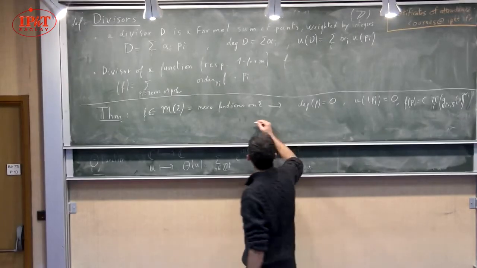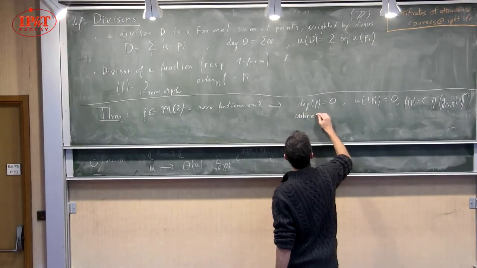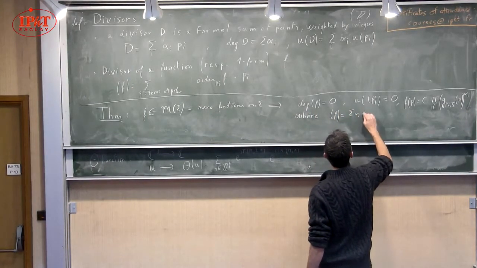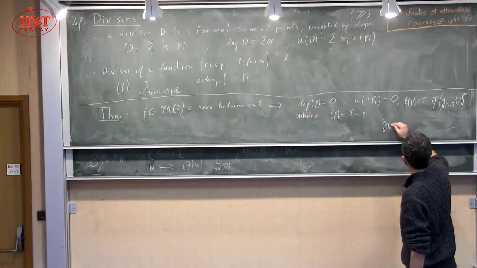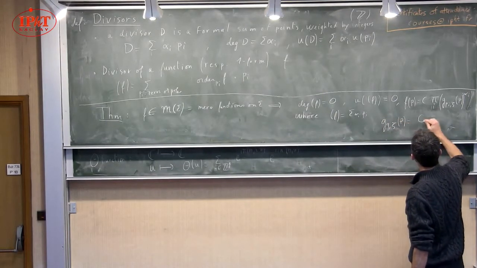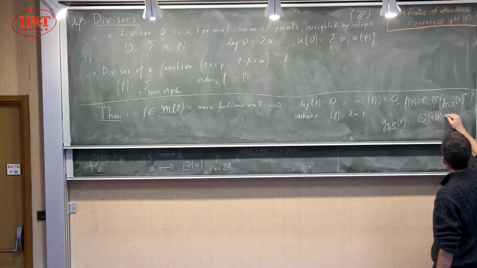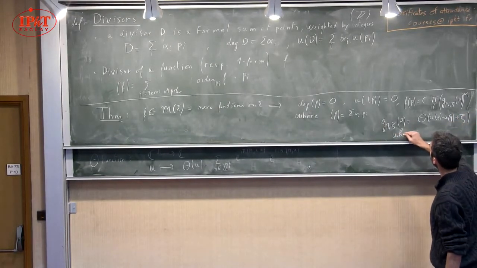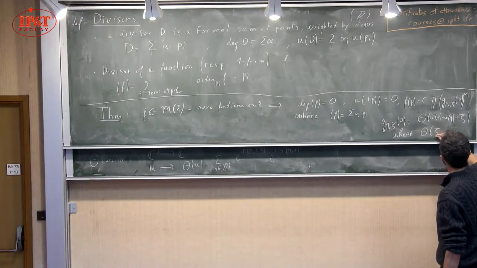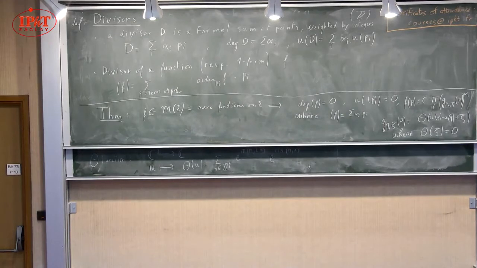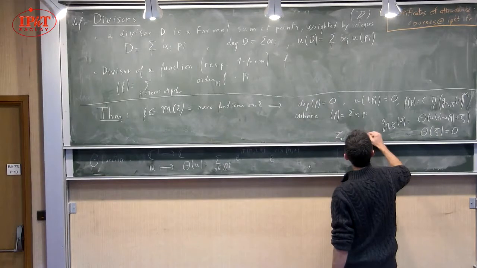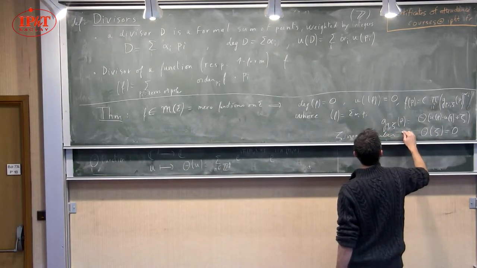where the divisor of f is the sum of alpha_i p_i, and the function g_{q, zeta} of p is just theta of u of p minus u of q plus zeta, where theta of zeta equals 0. I mean a non-singular zero, so zeta is a non-singular zero.